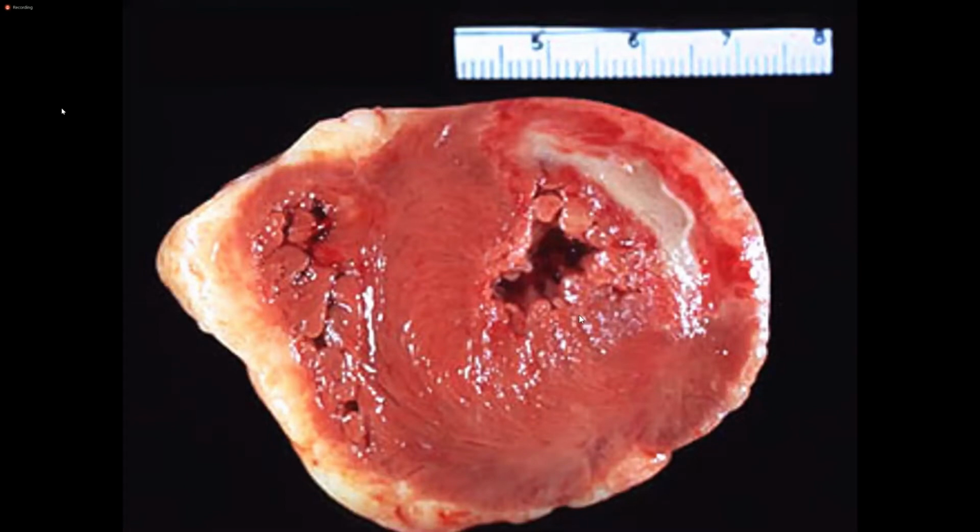And here, this is a cut section through the heart. This is the free wall of the left ventricle. You can appreciate that the wall is very much hypertrophic. And this is an area of necrosis. So this is an acute infarct. That's all you need to know from this, that this is an area of an acute infarct, because there is no fibrosis. It's just a coagulative necrosis at this stage.